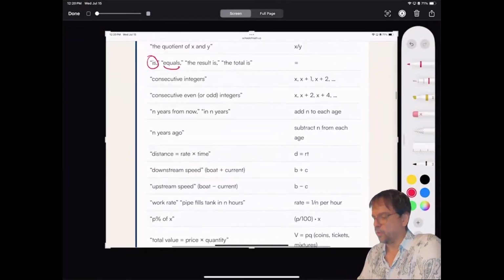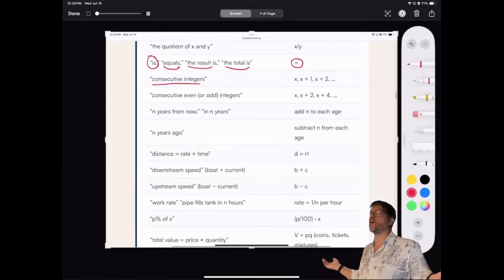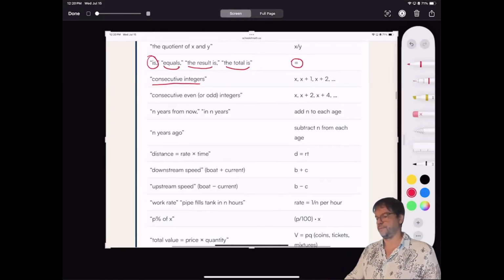Is equals, the result is, the total is equal. Consecutive integers. Okay. What is an integer? An integer is represented by the letter Z. To help you memorize, I used to make a joke: Z-integer.